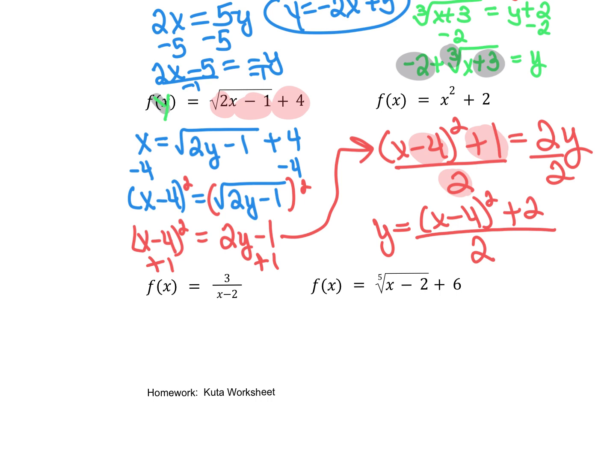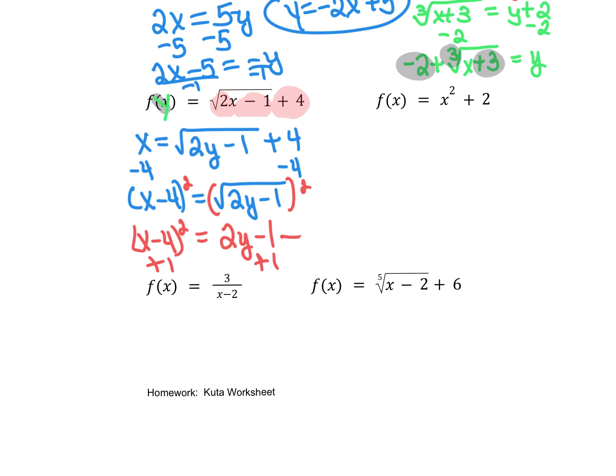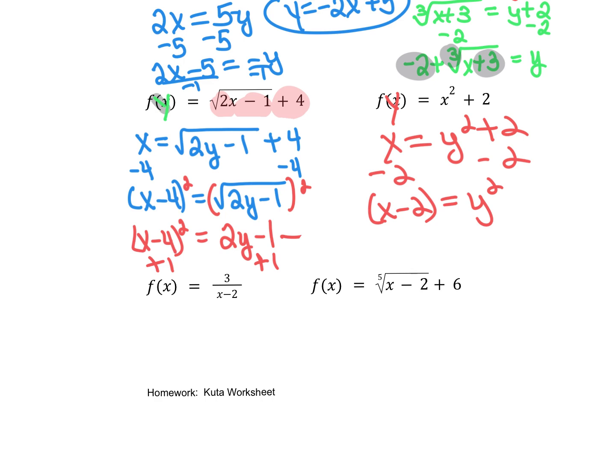I'm going to go ahead and erase what I have here so I have some room to write on the right-hand side. Okay, let's go ahead and take a look at this one. We've got y here, and we're just going to flip-flop. So we'd have x equals y squared plus 2. So we're going to subtract 2 from both sides. And I'm going to group that x minus 2 together, equals y squared. And we want to take the square root of both sides. So we're going to have y equals the square root of x minus 2.